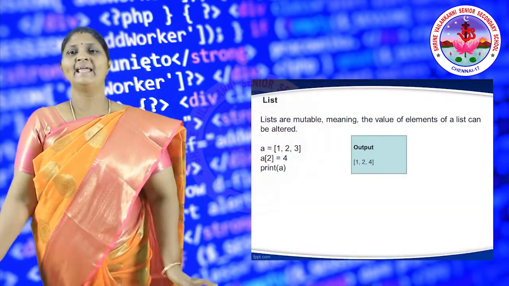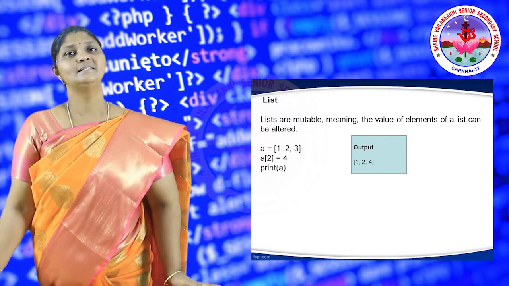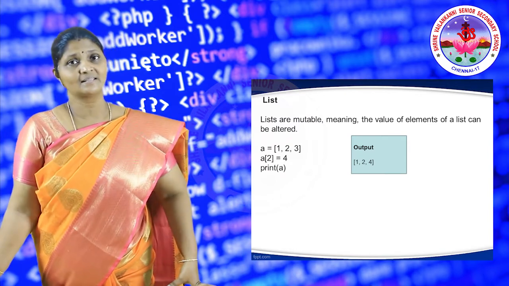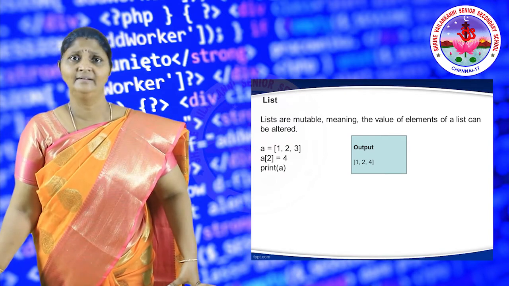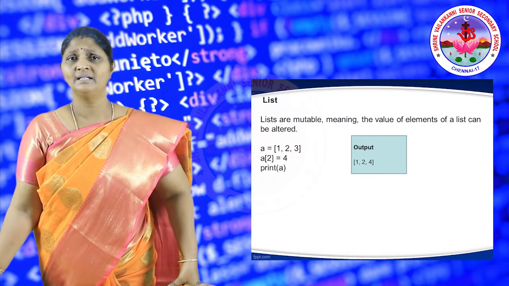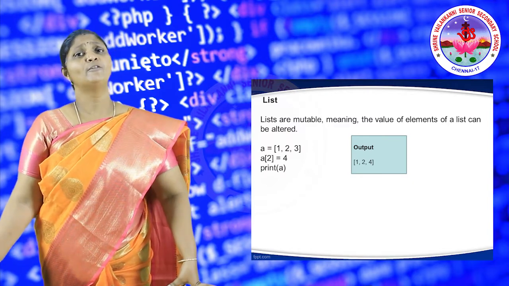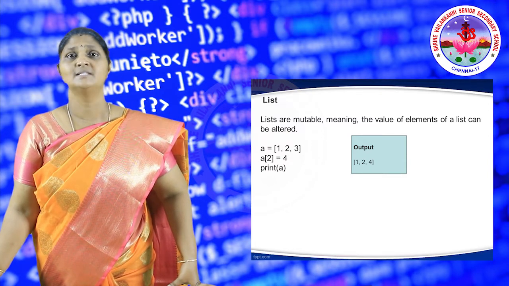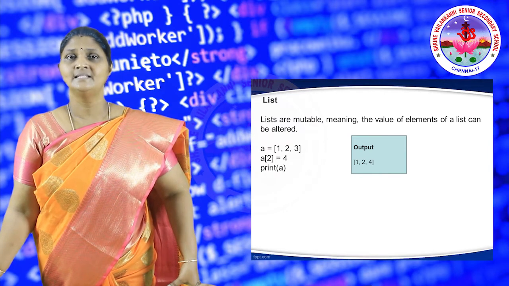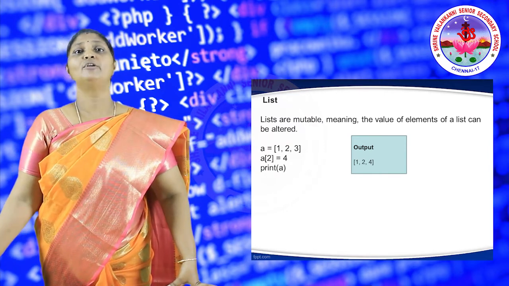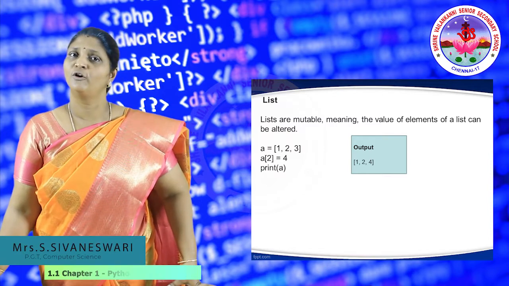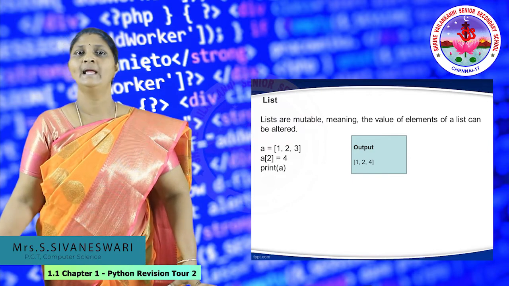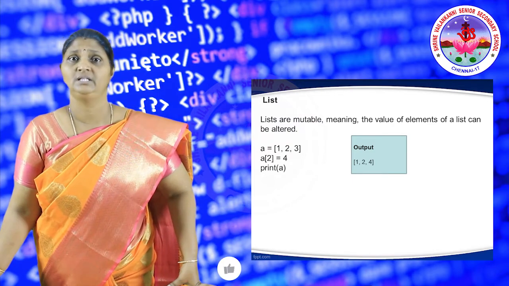Let's see one more example to see that list is a mutable data type. The value inside a list can be changed, it can be altered. So A is equal to 1, 2, 3. A of 2 is what? We are providing a new value, that is 4. This 4 replaces 3, which is A of 2. So when we try to print A, we get 1, 2, 4, and initially it was 1, 2, 3. Clear?